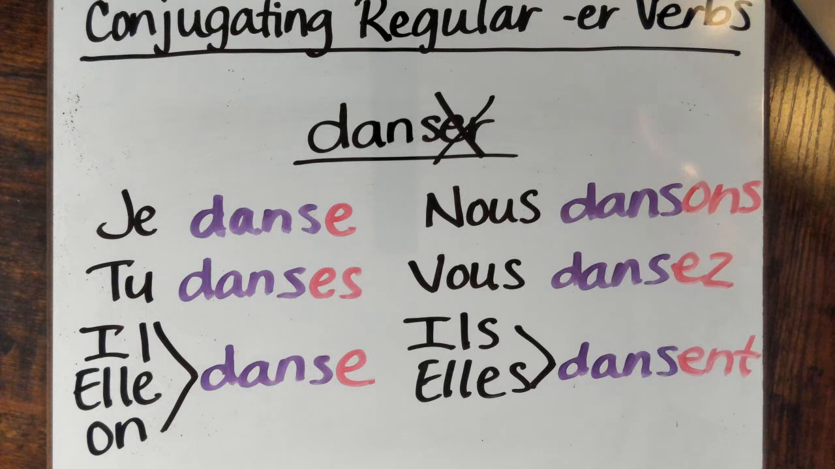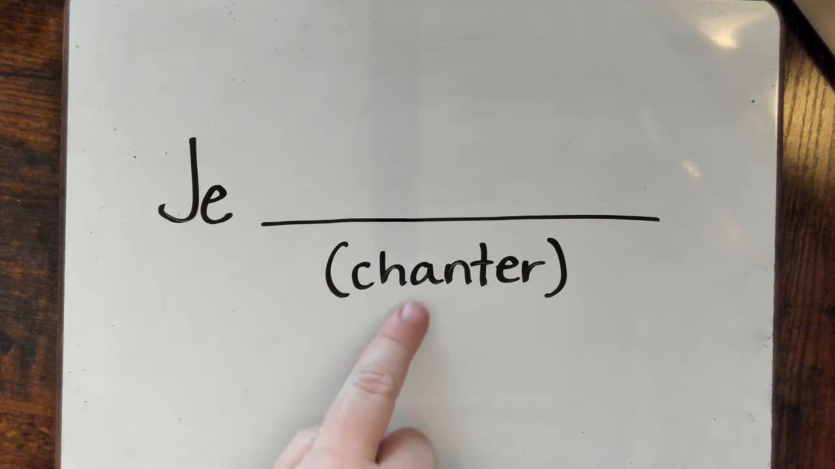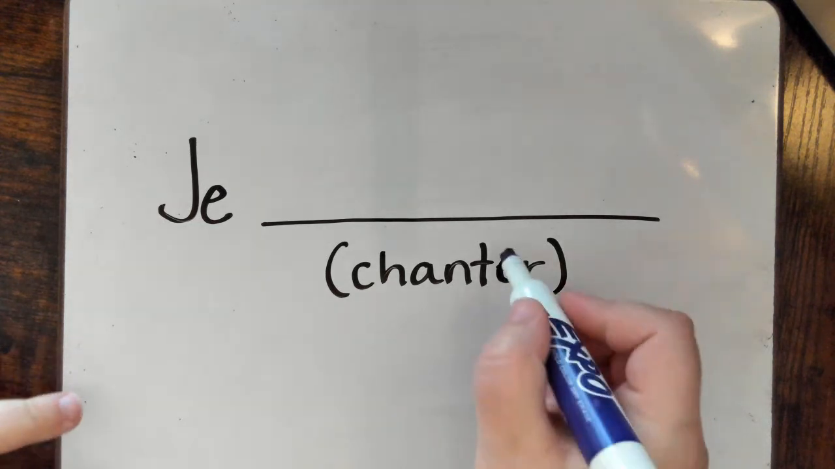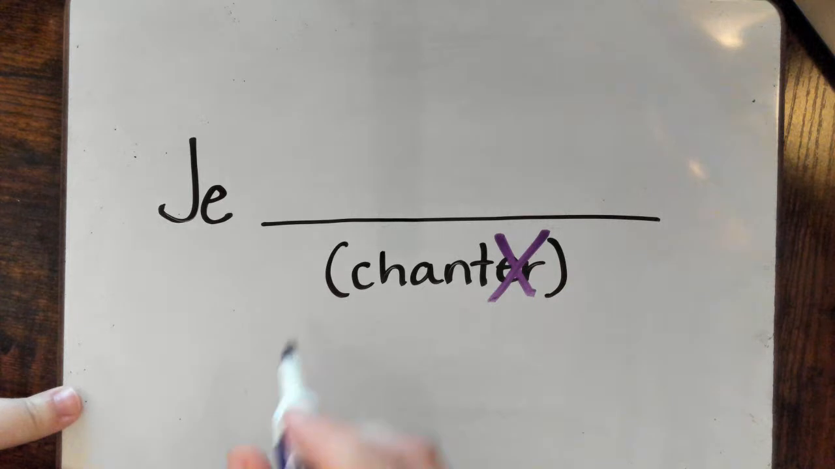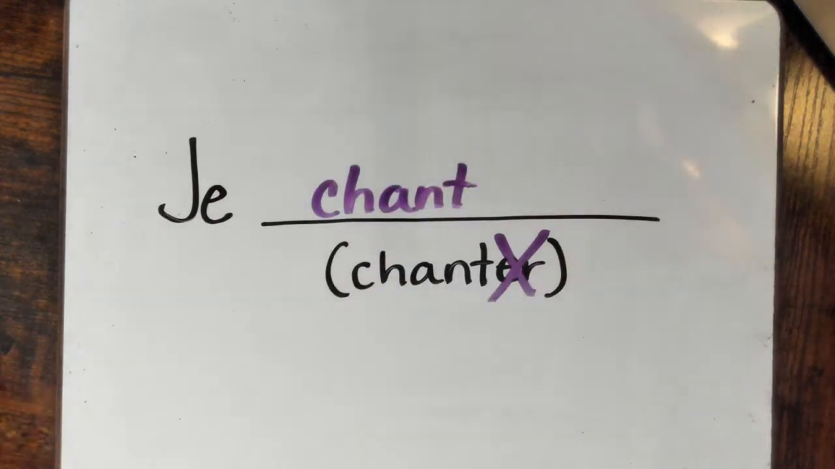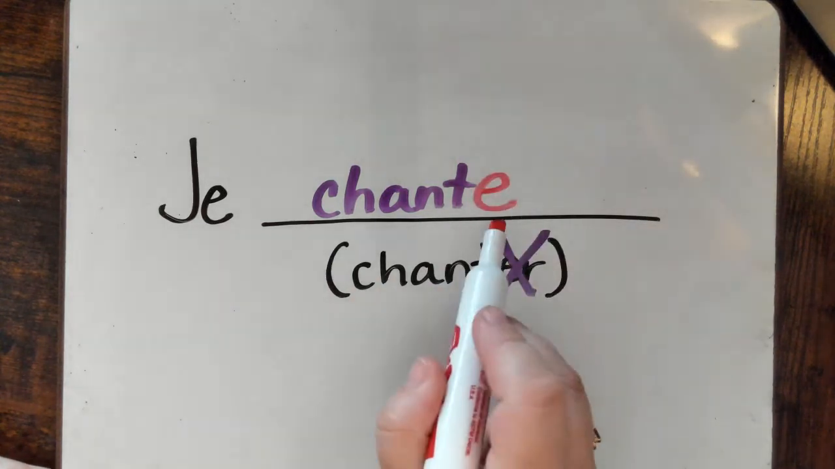Now let's practice. For each sentence that you see, I want you to conjugate the verb that's in parentheses down here so that it goes with the subject that's provided. On your paper, you can write this down and then watch me conjugate it to see if you did it correctly. So first step is find the stem. To find the stem, we take off the ER. So we have CHANT. Then we add the ending. The ending that goes with je is E.